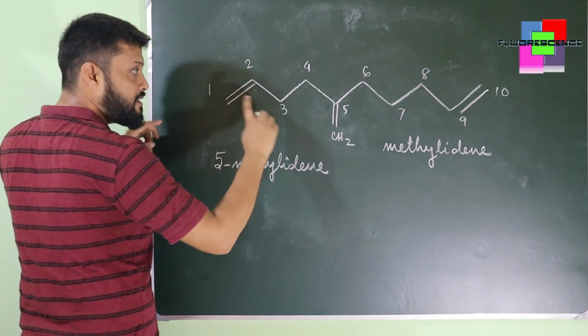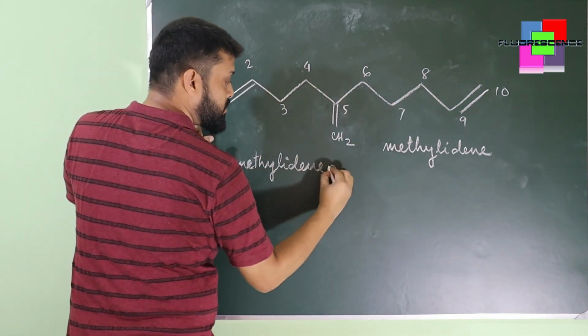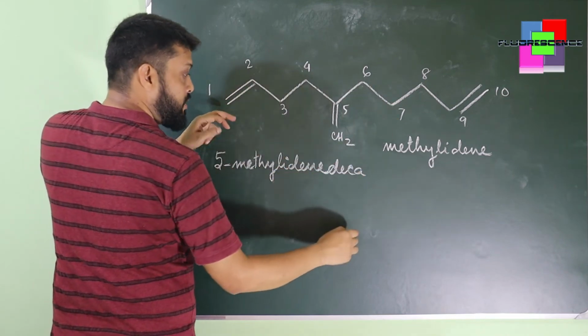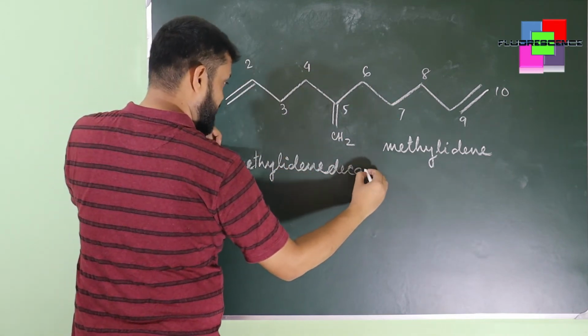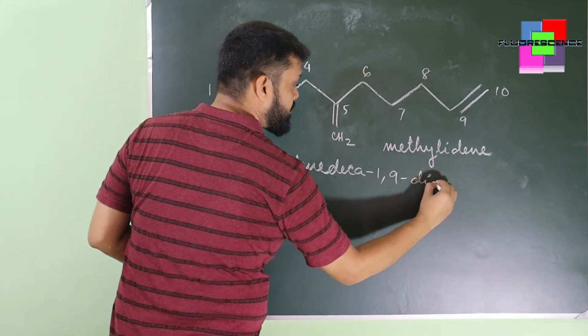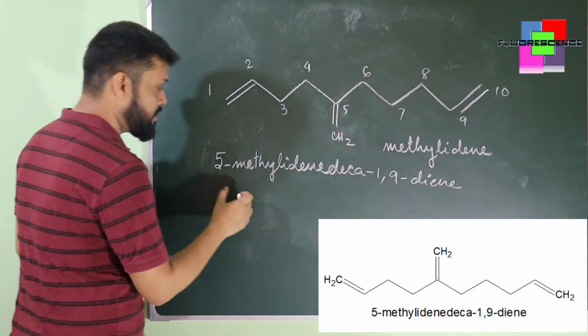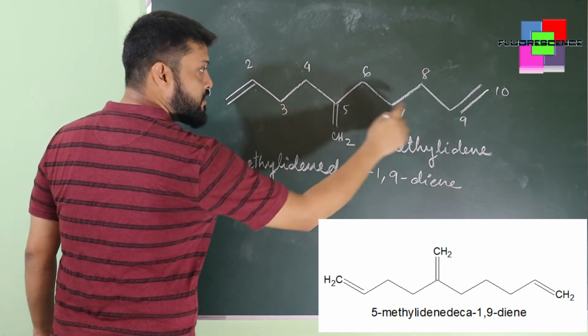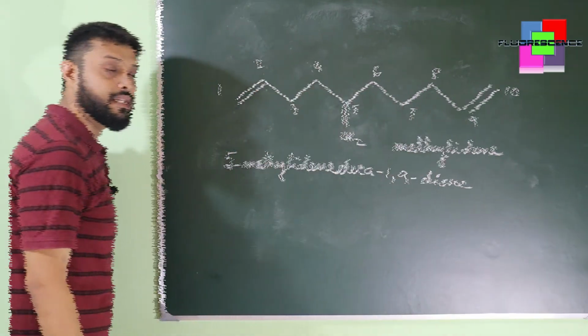Five methylidene, then 10 carbon, so deca. Why we are using A? Because there are two double bonds, 1,9 diene. So 5-methylidenedeca-1,9-diene.